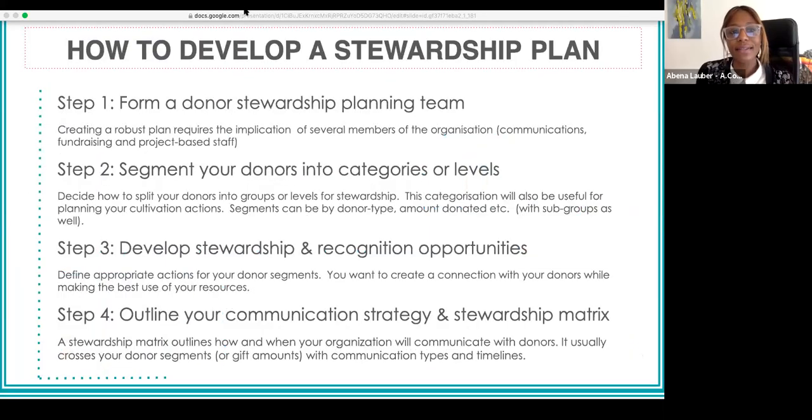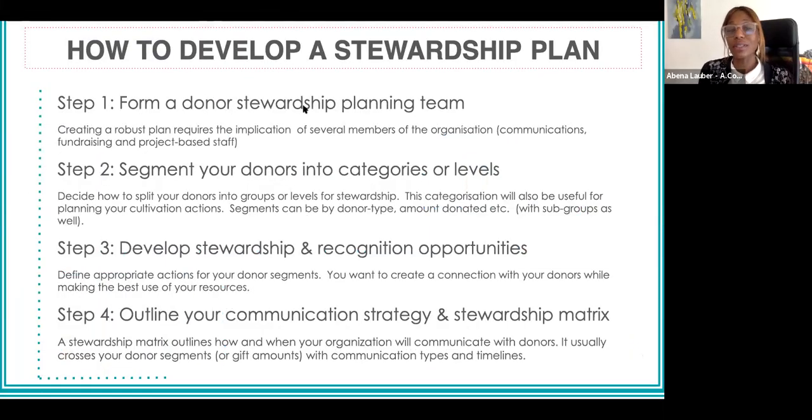Okay, so quickly, how to develop the stewardship plan? It's something strategic that you need to think about. We've outlined 4 steps. First, you should create a donor stewardship planning team. If you have a team, it could be communications, fundraising, project-based staff, because as you saw, you need to talk about the reporting, the finance. You need to come together, first of all.